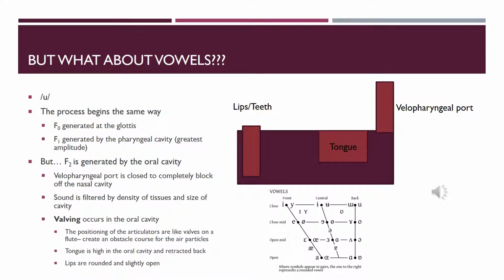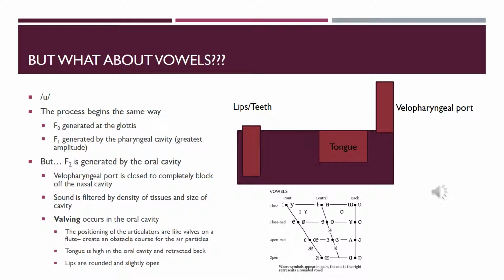Now that we know how the M consonant is formed, let's look at vowels. Now vowels get a little bit more complicated, so I'm going to use the vowel U as an example. The process begins the same way. Fundamental frequency is going to be generated at the glottis, and then the first formant is going to be generated at the pharyngeal cavity and have the greatest amplitude. However, the second formant is going to be generated now by the oral cavity.